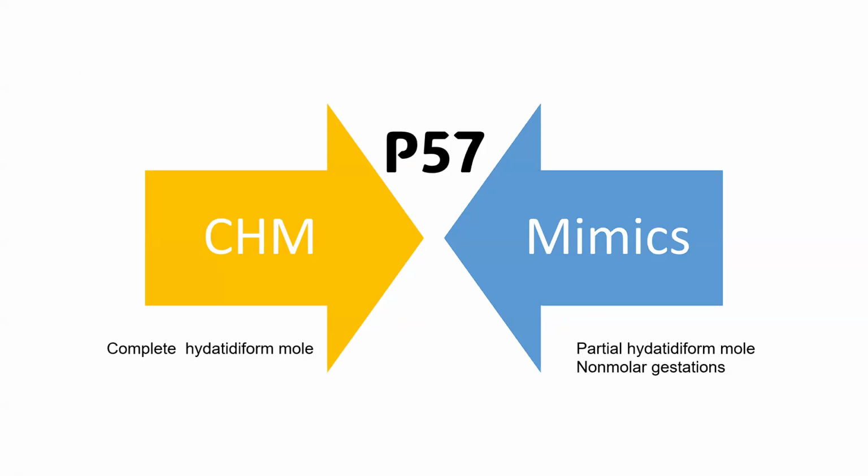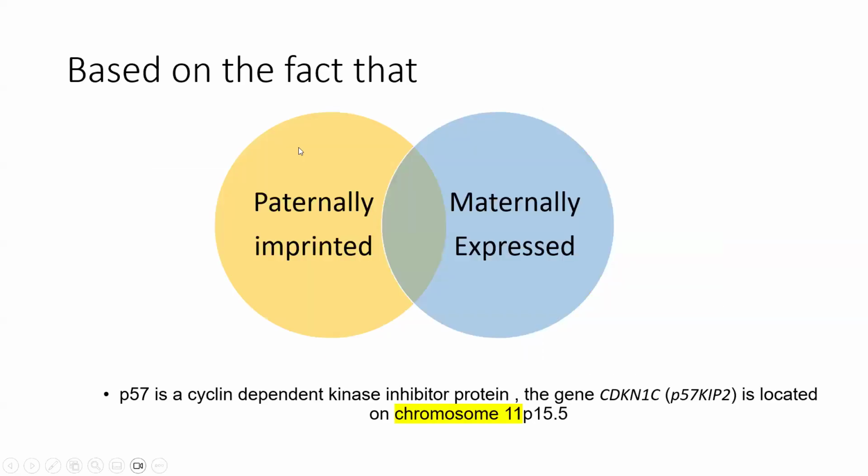Okay, so I was talking about P57. That's an immunohistochemical stain that we can use for the differentiation between the complete mole and the other molar pregnancies that we are suspecting. And I've just said that P57 is a gene that is paternally imprinted but maternally expressed, meaning that it is inherited in the paternal genome, but it cannot be expressed if we do not have the maternal genome.